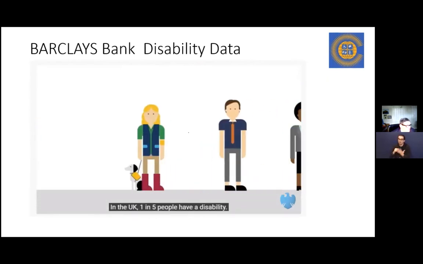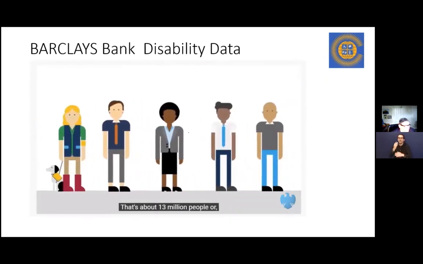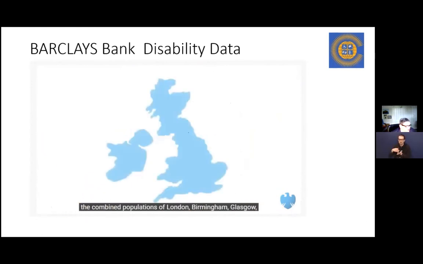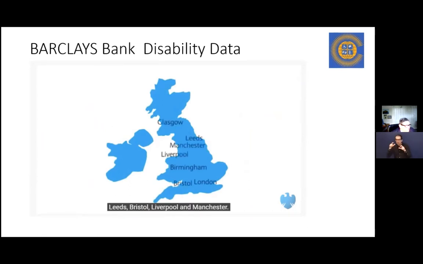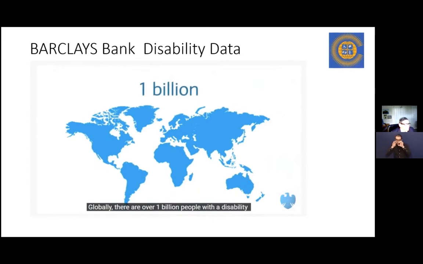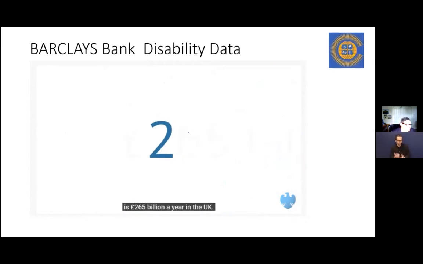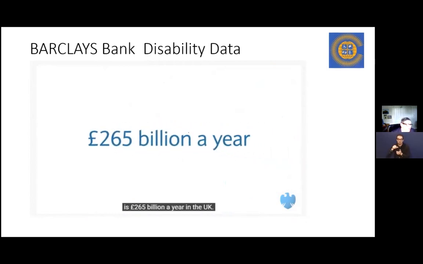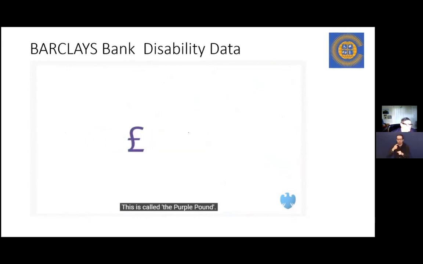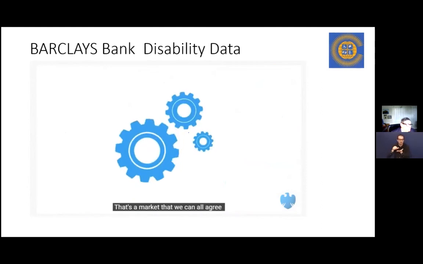1. In the UK, 1 in 5 people have a disability. That's about 13 million people, or the combined populations of London, Birmingham, Glasgow, Leeds, Bristol, Liverpool and Manchester. Globally, there are over 1 billion people with a disability, which is roughly the populations of the USA and all European countries combined. 2. The spending power of disabled people and their households is £265 billion a year in the UK. This is called the Purple Pound. Globally, it's $8 trillion. That's a market that we can all agree is unaffordable to ignore for any business. 3.